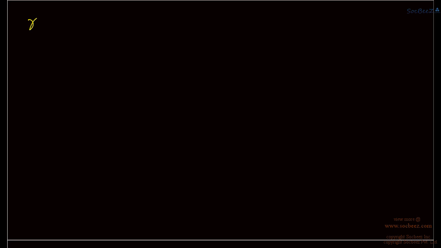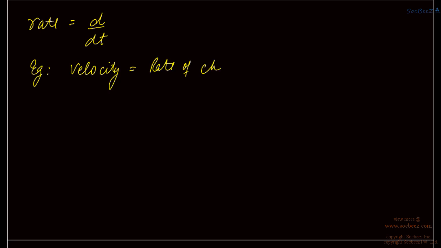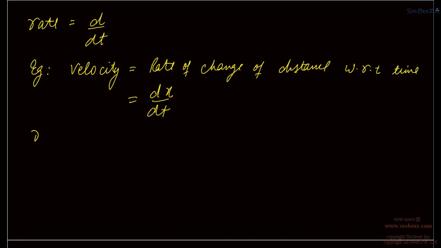And we know that the rate of something is the derivative of it with respect to time. For example, we know that velocity is the rate of change of distance with respect to time. And mathematically, it is denoted as dx by dt. Therefore, in chemistry, rate of reaction is denoted by the rate at which the concentration of any reactant or product is changing. Therefore, in chemistry, rate of reaction is d by dt of concentration.